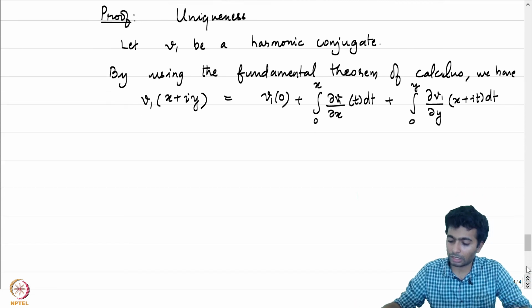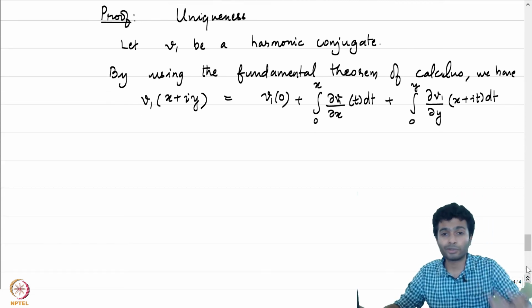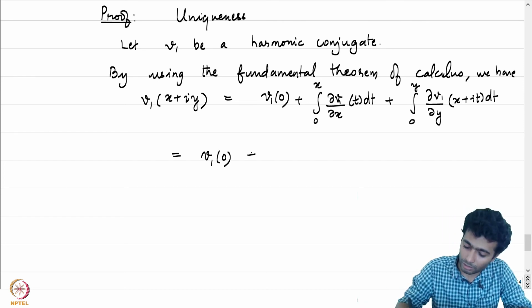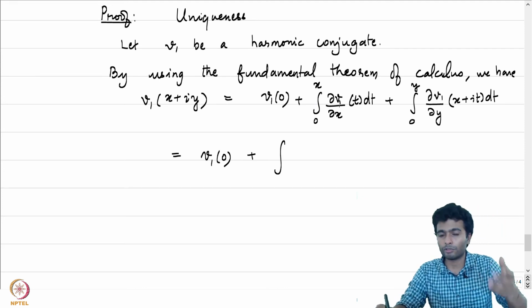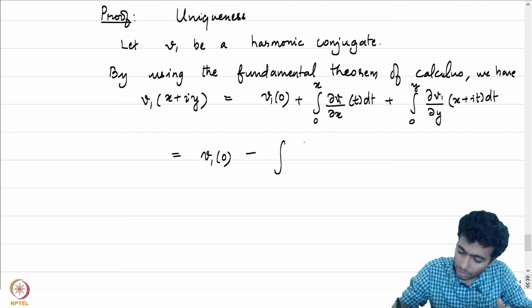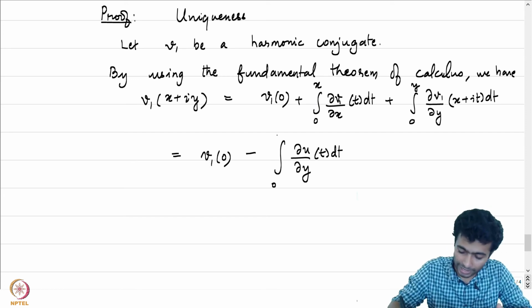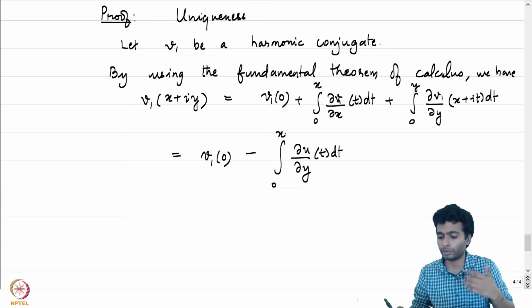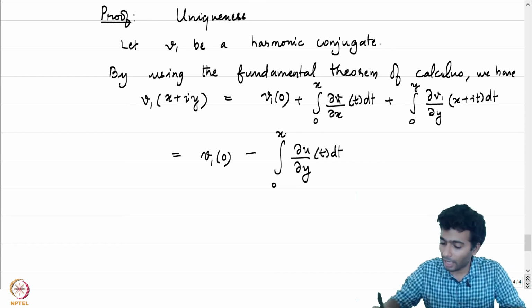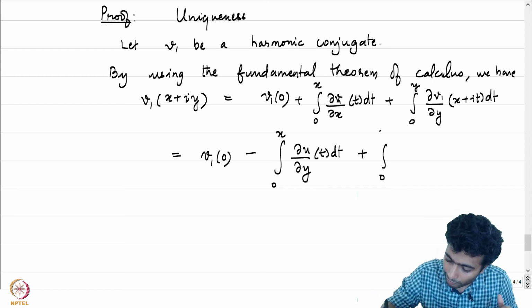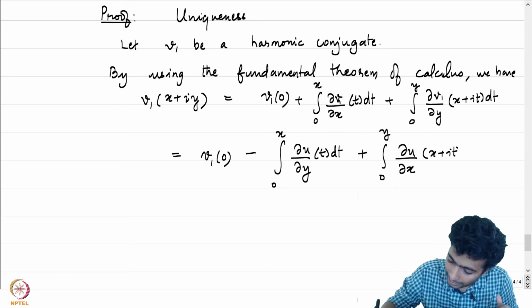But right now is a good time to invoke the Cauchy-Riemann equations, because this is equal to the integral of dou v by dou x. It is going to be equal to the minus of dou u by dou y of t dt from 0 to x, because V1x is equal to minus uy. And what is going to be V1y? That is going to be equal to ux. So, this is 0 to y dou u by dou x of x plus it.